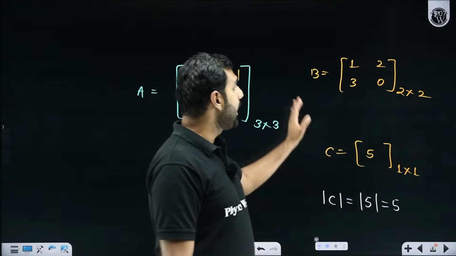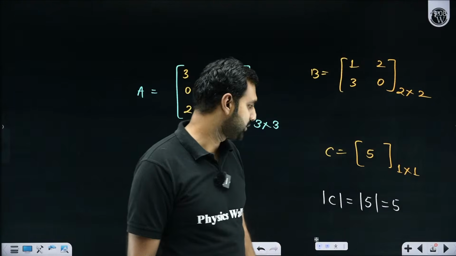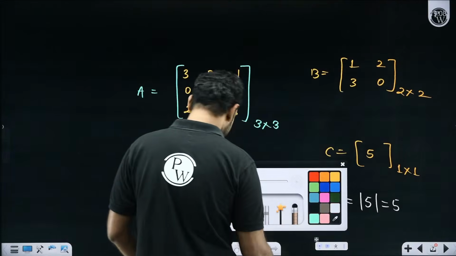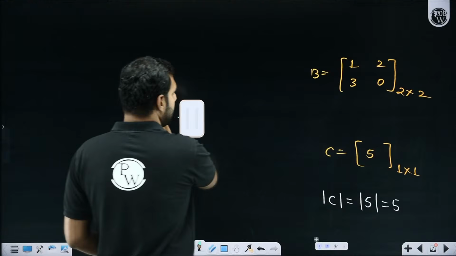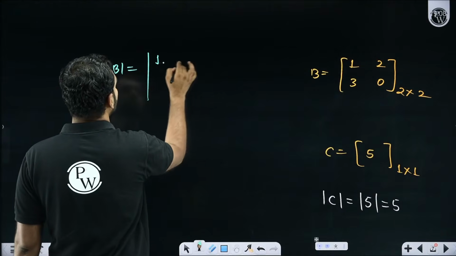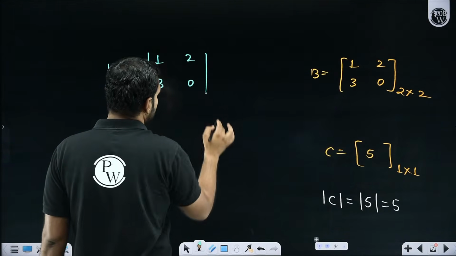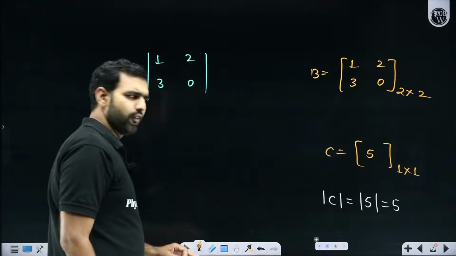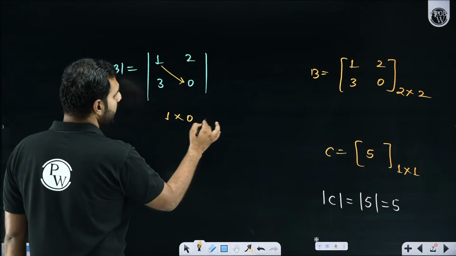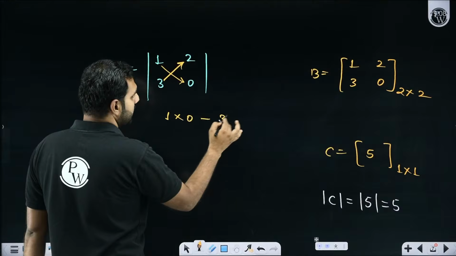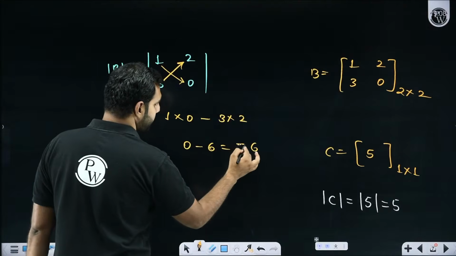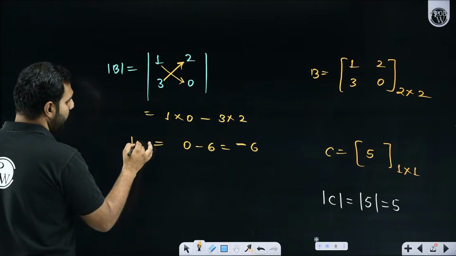In that case, sir, how do we find the determinant of a 2 by 2 matrix? Let's talk about that as well. Don't worry, that process is also absolutely simple. Let's say I'm willing to find the determinant of matrix B, so the determinant of 1, 2, 3, 0. The determinant of a 2 by 2 matrix can be found with a very simple operation. You multiply this 1 with this 0, so 1 into 0. Then you subtract 3 into 2. So 1 into 0 is 0, 3 into 2 is 6, so -6 is the value of the determinant of B.